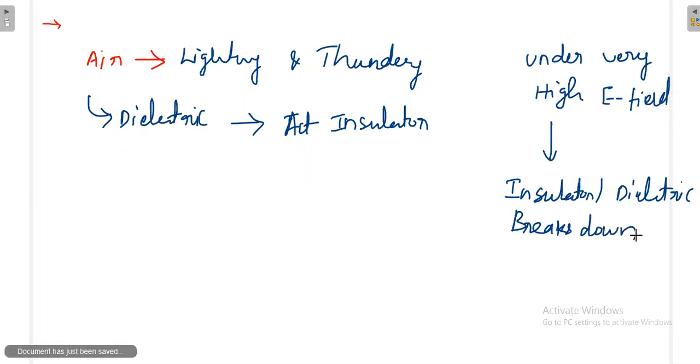Okay, it's very clear that once it breaks down, then it acts as a conductor. If the dielectric or insulator breaks down, it acts as a conductor. When will it break down? Under a very high electric field.